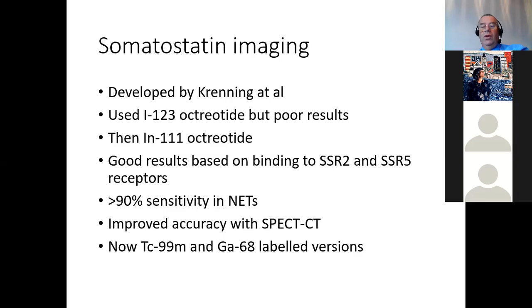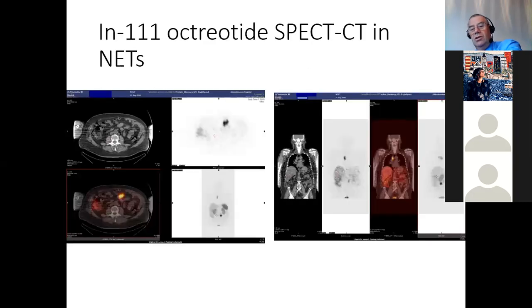We now know that we can do better with SPECT-CT, and if you have PET, you can also use the gallium dotatate. If you don't have PET, then there's the technetium agents that you can use.